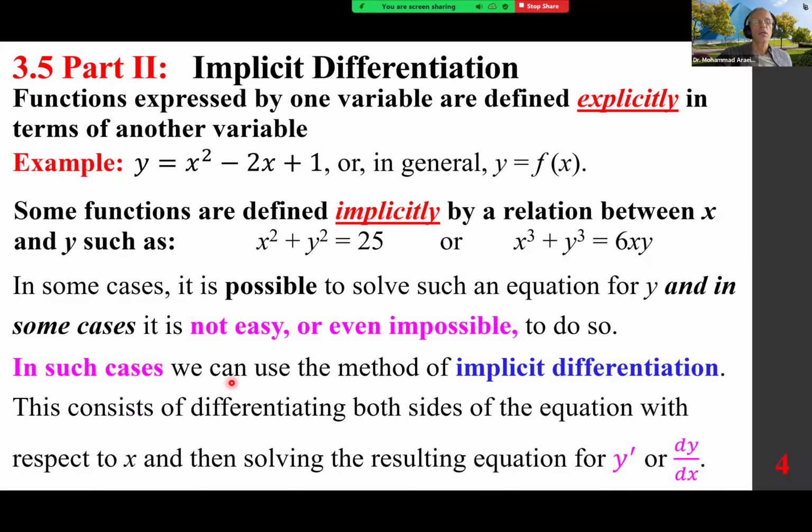In such cases, we can use the method of implicit differentiation. This consists of differentiating both sides of the equation with respect to x, and then solving the resulting equation for y prime or dy dx. Bear in mind, this is Leibniz's notation indicating the independent variable is x. That's the advantage of dy dx over y prime.